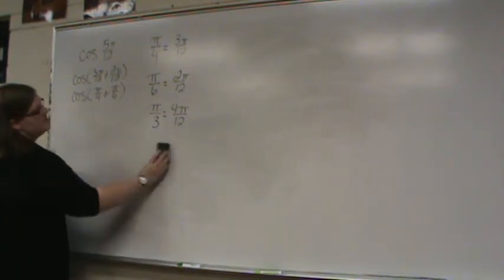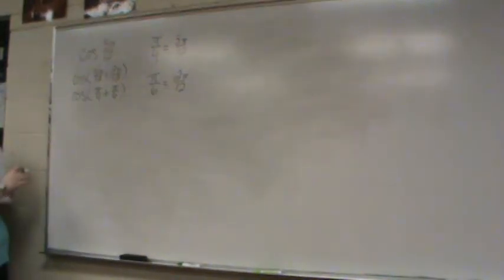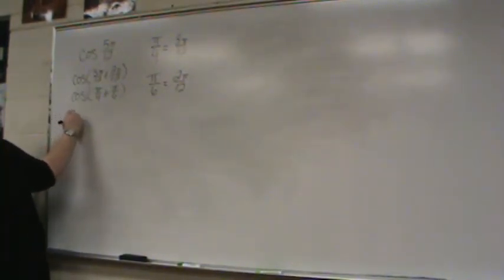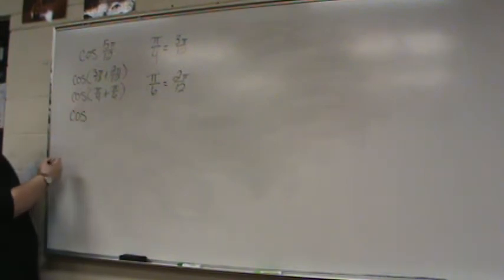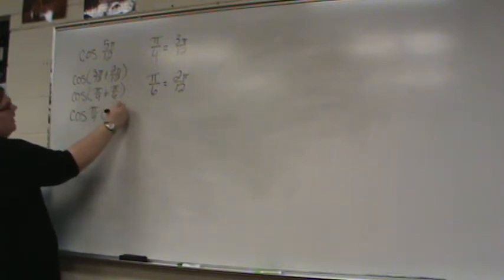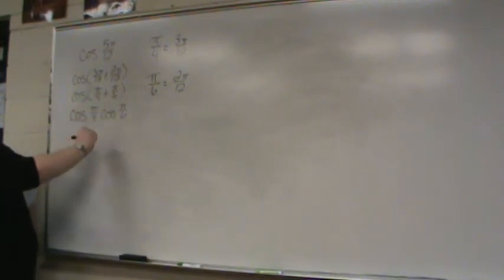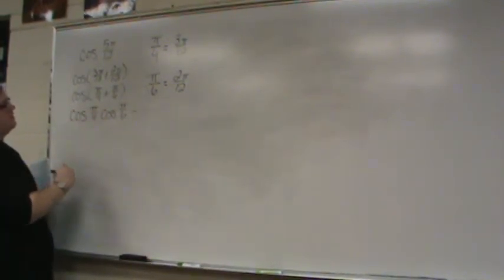So I'm going to erase these just so I have room to expand it. So when we expand this, we have cosine of pi over 4 times cosine pi over 6. This is the cosine addition, so this becomes a subtraction.